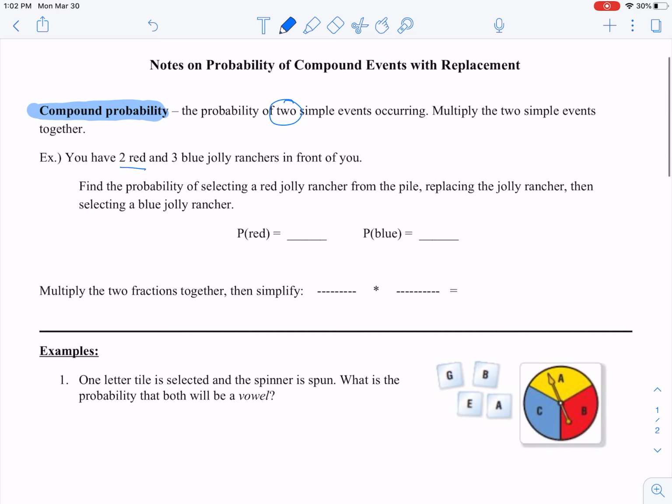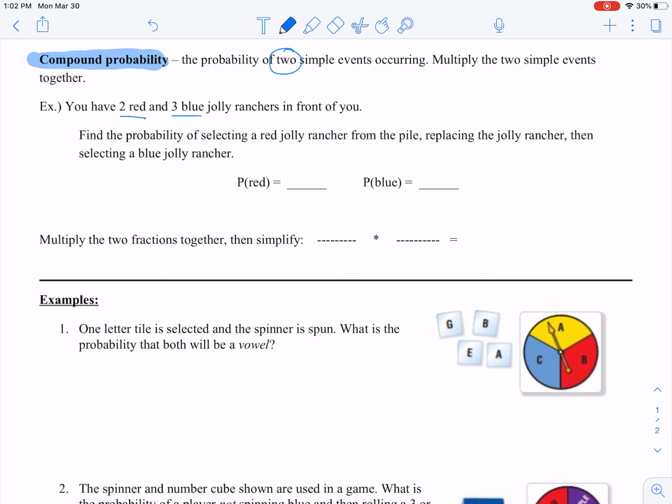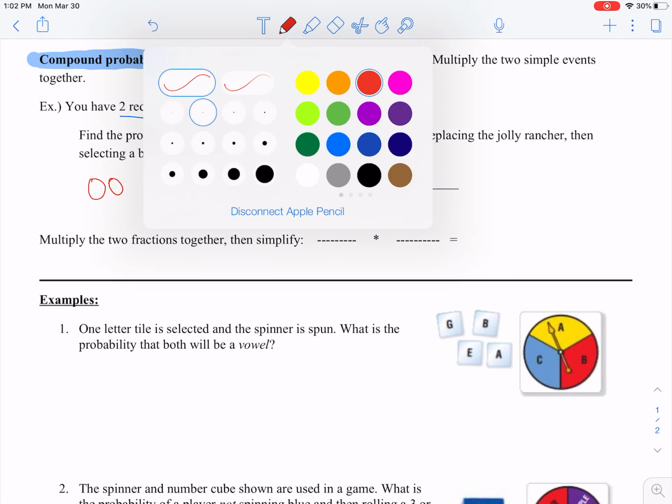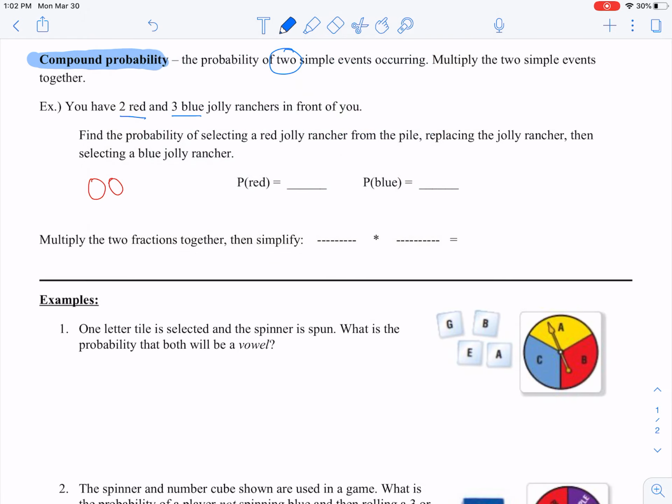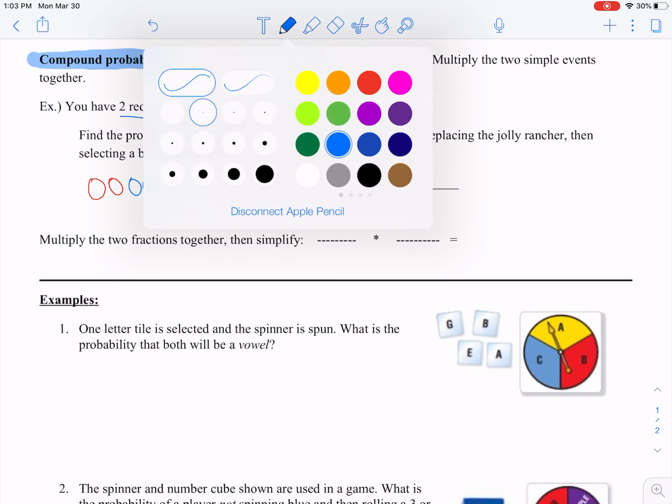Example: you have 2 red and 3 blue Jolly Ranchers in front of you. Find the probability of selecting a red Jolly Rancher from the pile, replacing the Jolly Rancher, then selecting a blue Jolly Rancher. So remember, guys, it'll make this problem easier if you draw a picture. So I'm going to draw 2 circles with red to explain that it is 2 Jolly Ranchers that are red and 3 circles that are blue. So we see that we have a total of 5 Jolly Ranchers.